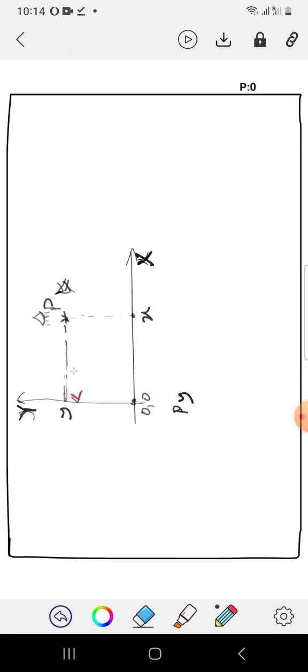So the distance from here to this place, we can call it YP. Now the distance from this place to this place, we can call this one XP. So we call YP, we call that the abscissa.